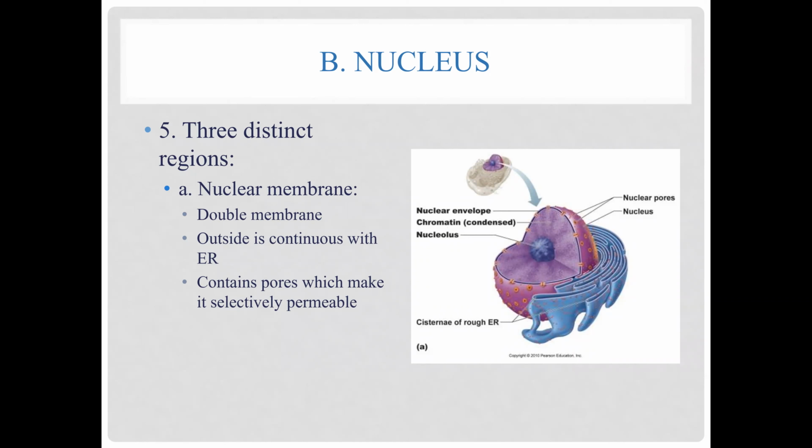Okay. It contains pores to make it selectively permeable, because if we need to get a signal into the nucleus saying, hey, we need more thyroid hormone, open up your DNA and give us the blueprint for making thyroid hormone. Because remember, the nucleus contains the DNA for everything in the body. The blueprint for every cell, every protein in the body is in the nucleus, okay?